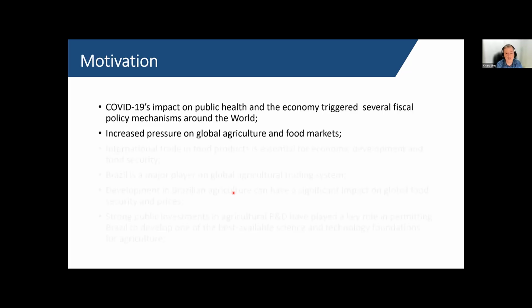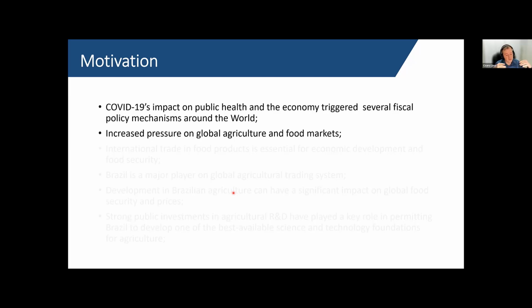So the motivation behind this research is that COVID-19's impacts on public health and economy triggered several fiscal policy mechanisms around the world. This is especially true for the poorest countries. So this fiscal policy tries to keep the standard of living and to keep the income in different regions of the world. And also in the last 2 years, during the pandemic period, it increased the pressure on global agriculture and food markets.